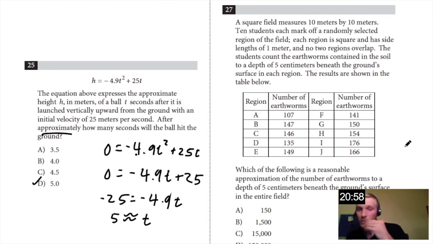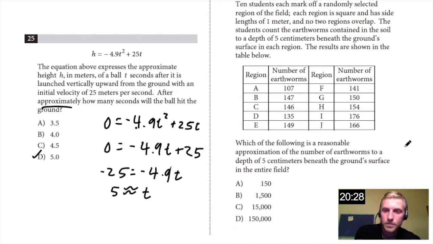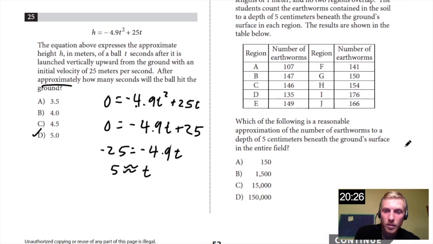Okay. A square field measures 10 by 10 meters. 10 students, excuse me, each mark off a randomly selected region of the field. Each region is square and has lengths of 1 meter. So in other words, 1 times 1 is 1, so each region is 1 meter squared. And no two regions overlap. The students count the earthworms contained in the soil to a depth of 5 centimeters. So that's half meter cubed in each region. Beneath the ground surface in each region, the results are shown in the table below.